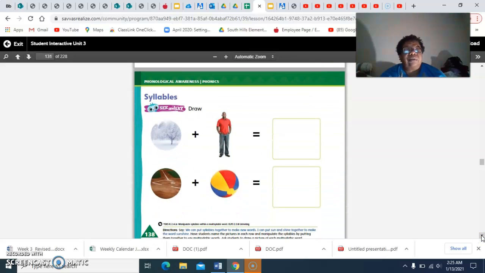Next, we have syllables with word parts. Also, we used to call them compound words. And so we have snow plus man equals, and then it would be snowman, and draw a picture of a snowman. Then we have base plus ball equals baseball, and then draw your picture. So these are putting 2 different words together to make a different word.